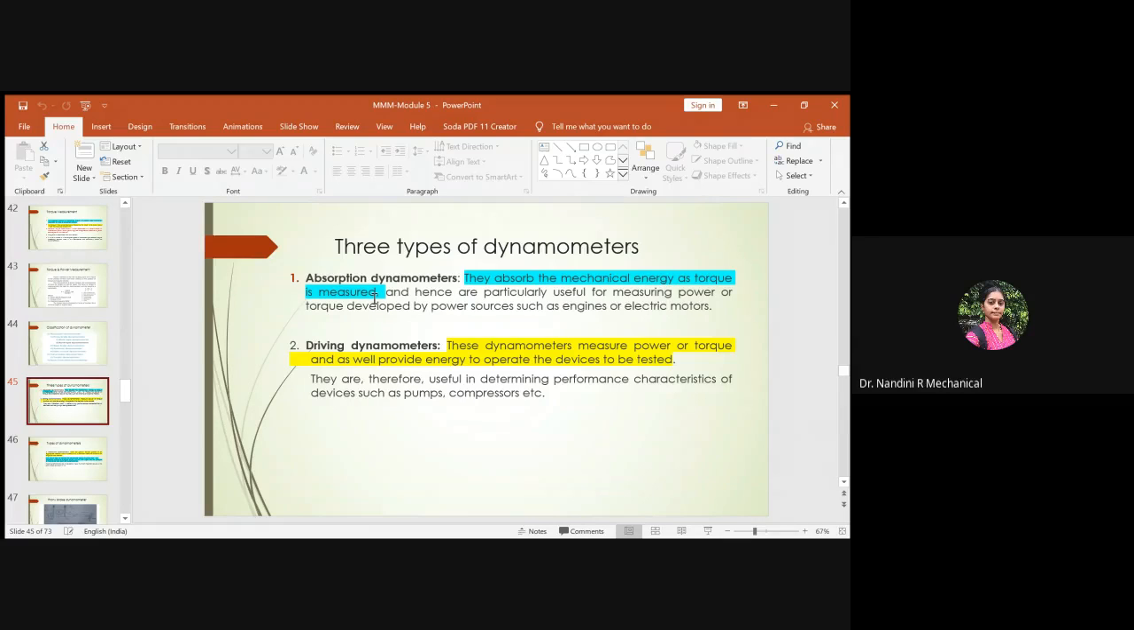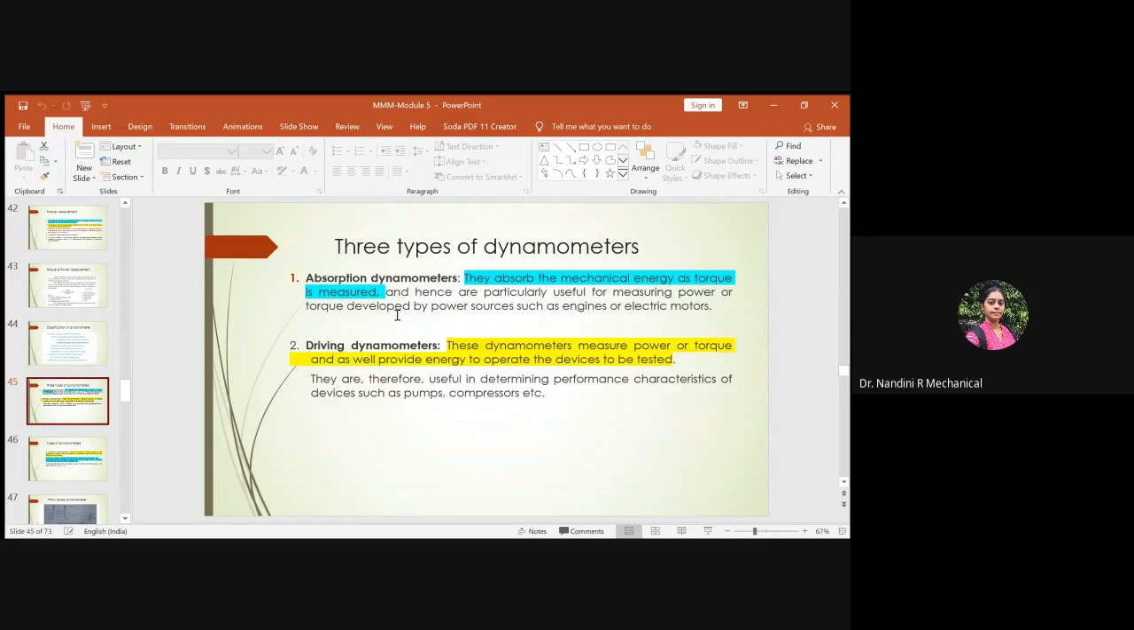And hence it is particularly useful for measuring the power or the torque developed by any power sources such as engines or electric motors. So either the engine or electric motor needs some amount of mechanical energy in order to start up. So these type of dynamometers helps in absorbing the mechanical energy in the form of force, and it converts into the torque which is to be measured. And once the torque is measured, you can determine the amount of power needed in order to run the systems such as engines or electric motors, and hence the name it is called as absorption dynamometer.